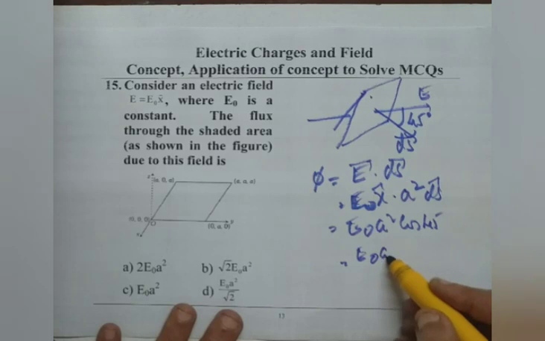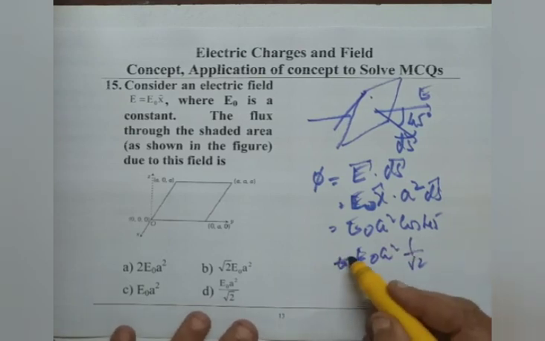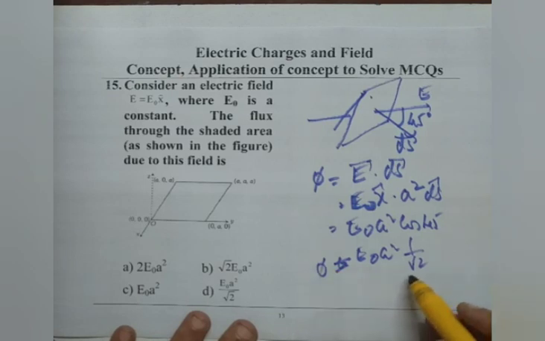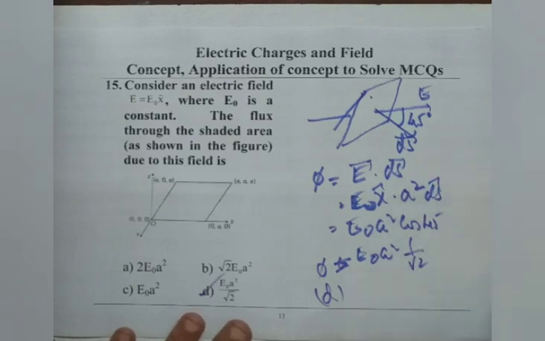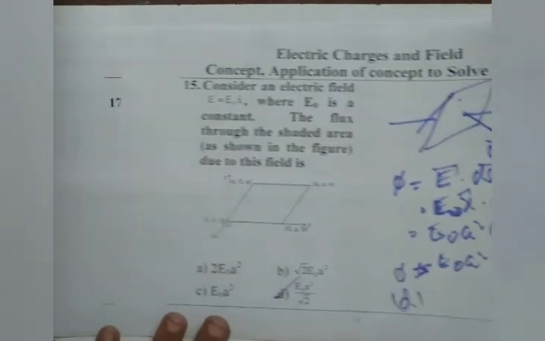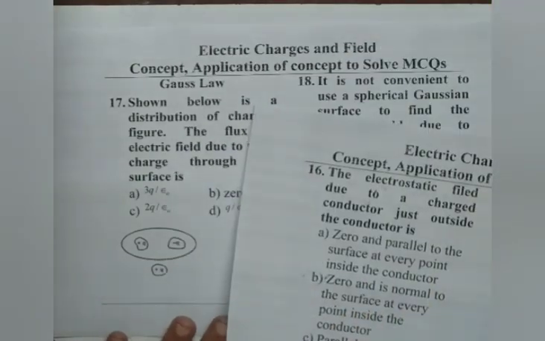Therefore, E naught A square cos 45 is 1 by root 2. This is the net flux through this. Therefore, option D is right. Observe how we use the component idea or dot product idea here. So we proceed on to the next question, the 16th one.